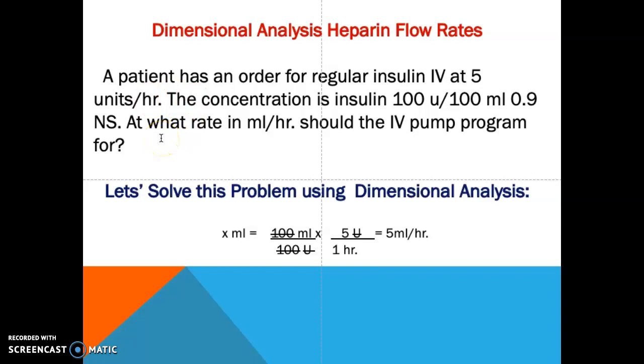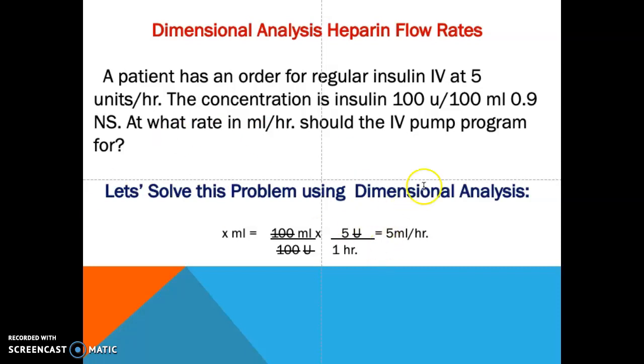We have another problem here using dimensional analysis. A patient has an order for regular insulin IV at 5 units per hour. The concentration is insulin 100 units per 100 mL in 0.9 normal saline. At what rate in mL per hour should the IV pump be programmed for?